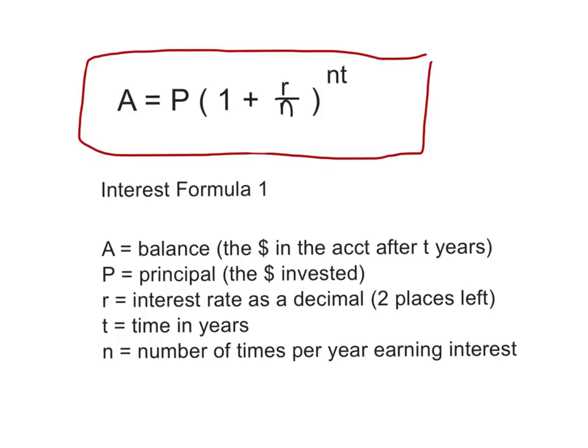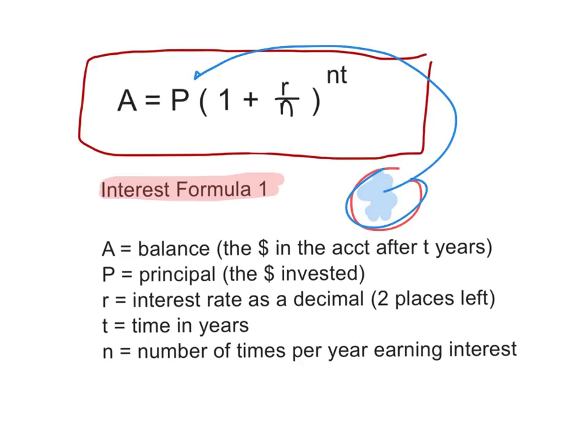Hello students, in this video lesson I'm going to be introducing you to the first of several different interest formulas, and I call this interest formula number 1. What's going to happen is you're going to deposit money into a bank account, and the money that you deposit is known as letter P. So letter P stands for the principal or the money invested.